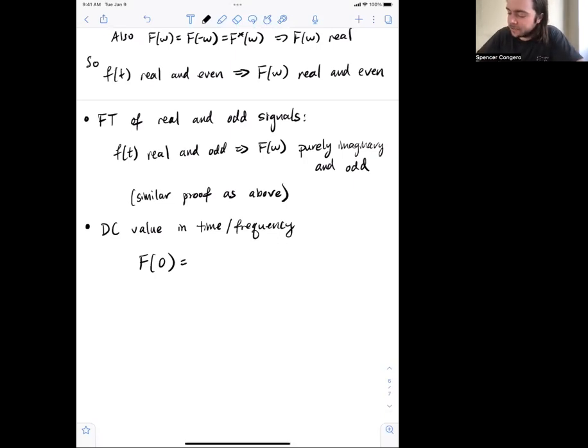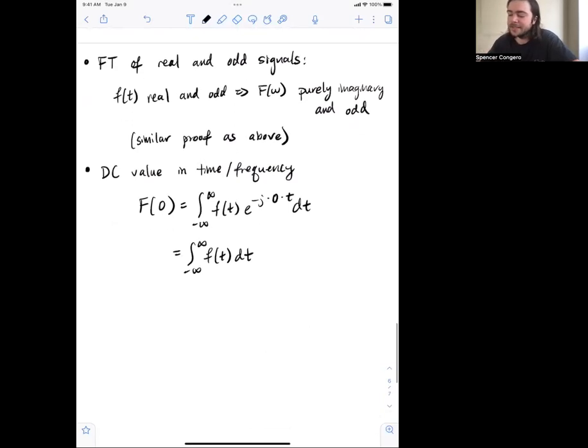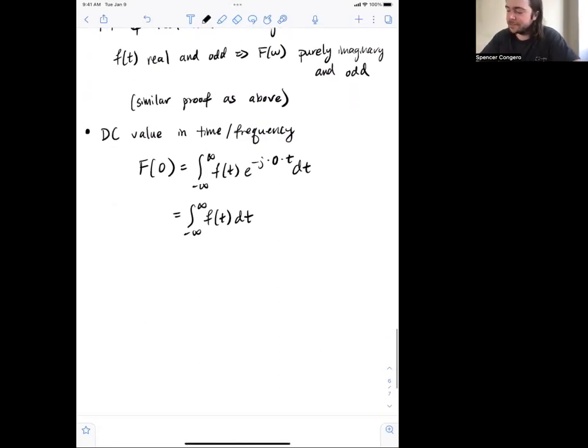And we can just use the Fourier transform formula and see that this is the integral of f of t, e to the negative j times 0 times t, right? Just plugging in 0 for omega. And so we get that this is the integral, actually, of the function f of t. So we've used this already a couple times in previous videos, but here it is explicitly. If you ever want the integral of your time function and you happen to have the Fourier transform, you can just plug in omega equals 0.